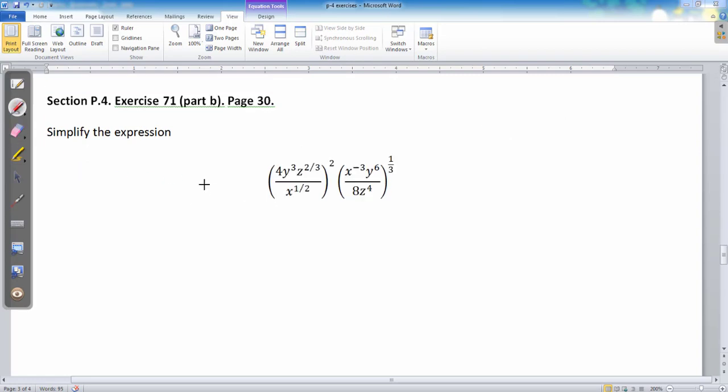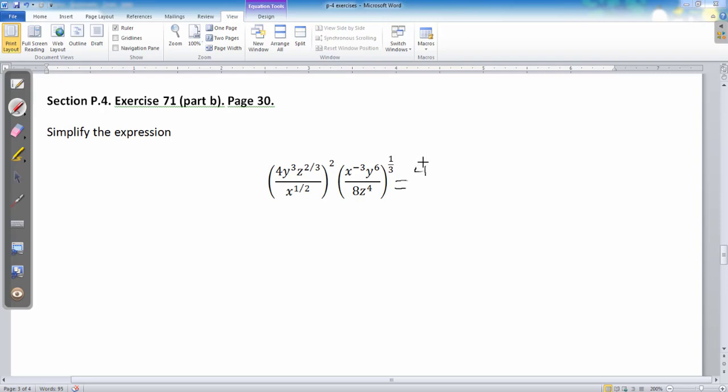Moving on. This is exercise 71 part B from page 30. Along the same lines, just a little bit more complicated. First thing we want to do, order of operations. If we can do anything inside the parentheses, certainly we should, but I don't really see anything. There's no common variables between that I could reduce between. So it looks like I'm going to have to apply these exponents first. So the exponents will distribute through as they do.